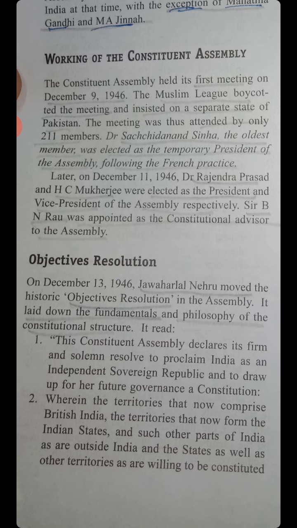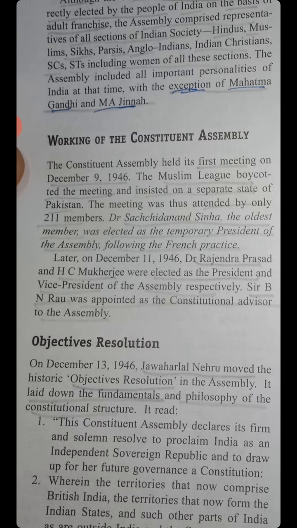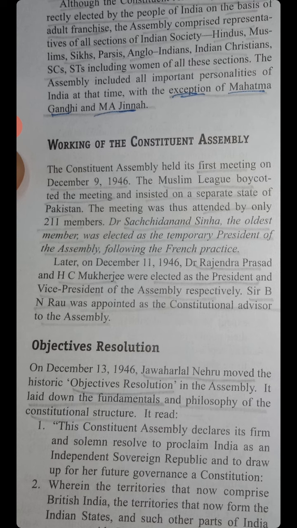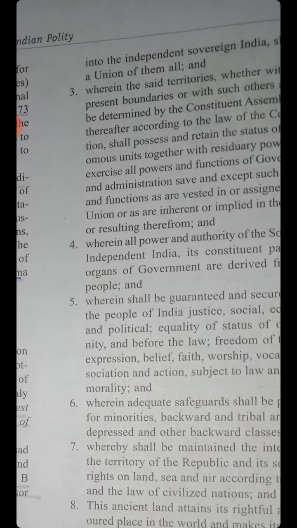Objective Resolution: on December 13, 1946, Jawaharlal Nehru moved the historic Objective Resolution in the assembly. It laid down the fundamentals and philosophy of the constitutional structure.